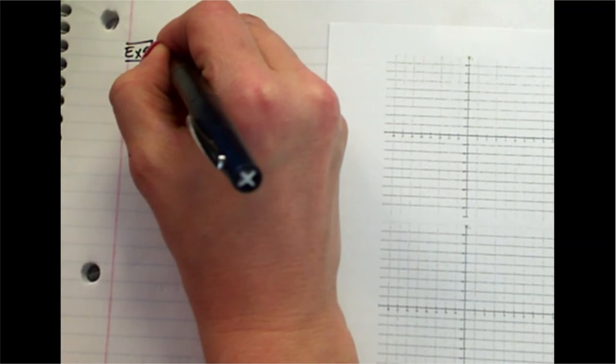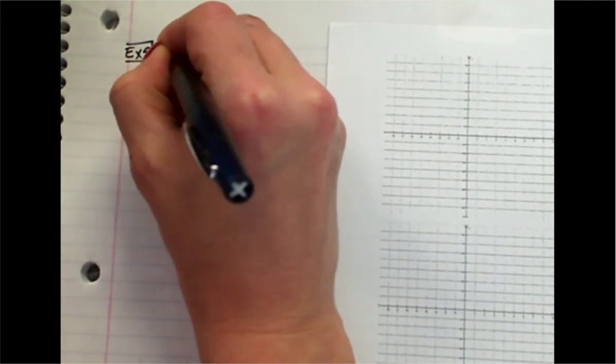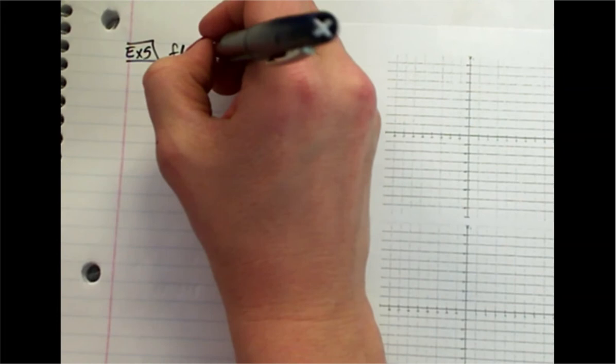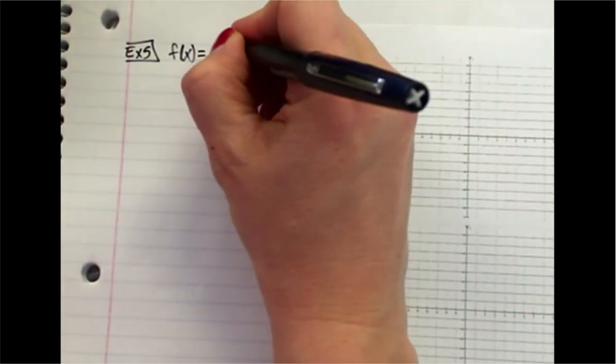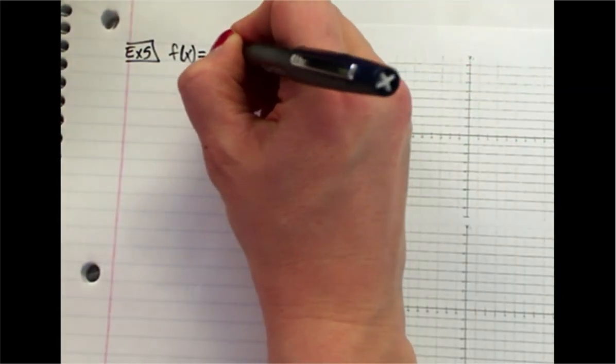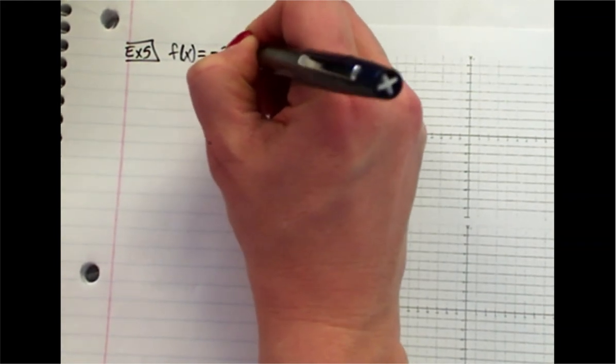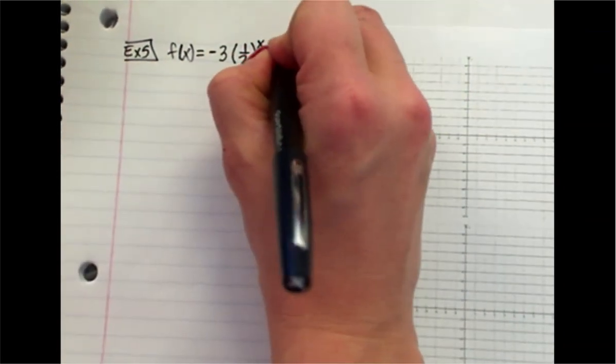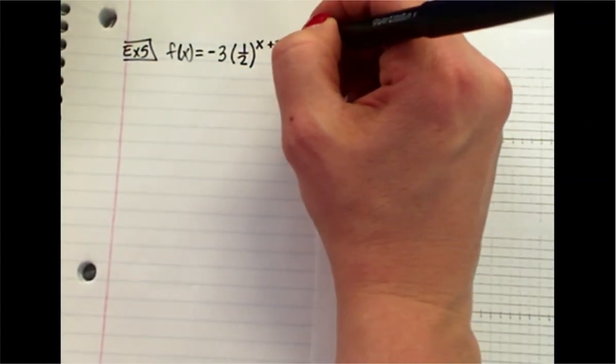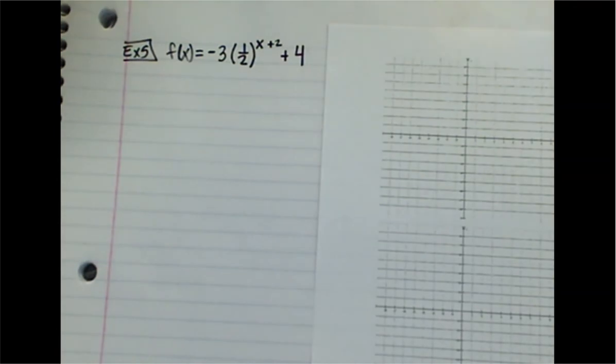Okay. F of x equals minus. I'm going to put all 3 transformations here. 3, 1/2, x plus 2, minus 3. No, let's do plus 2, plus 4. Okay. There you go.